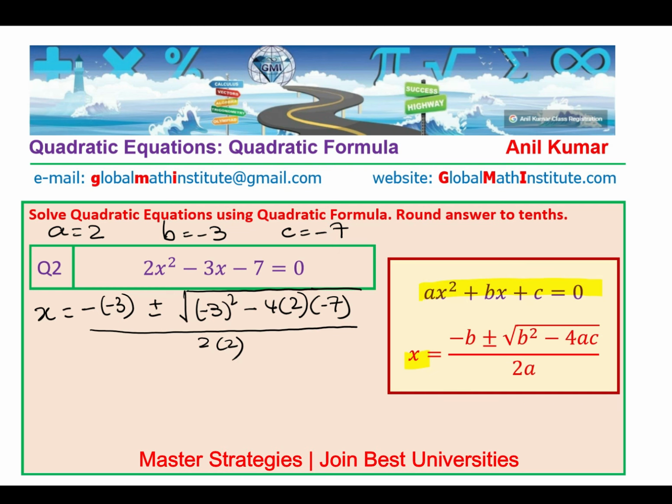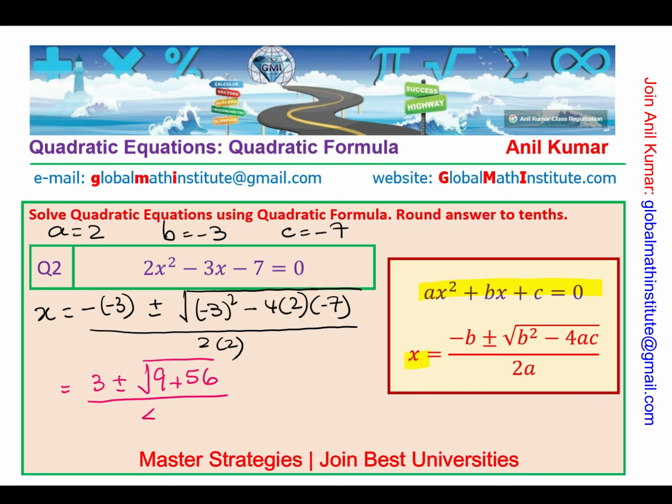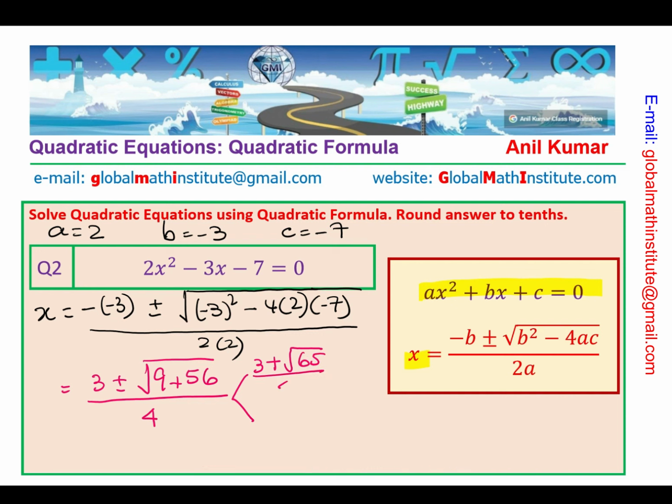So let's rewrite this. Minus minus 3 is 3, plus or minus square root of 3 square is 9, and 4 times 2 is 8, 8 times 7 is 56. But two negatives give me one positive. So we have positive 56, correct? Over 4. So that gives you two solutions. One is 3 plus square root of 9 plus 56, which is 65, divided by 4. And the other one is 3 minus square root of 65 divided by 4.